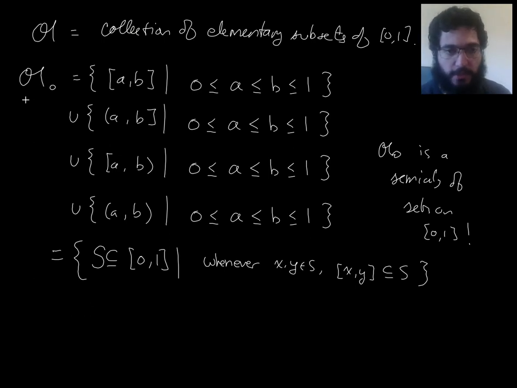So, so much for A naught. What about A, the collection of elementary subsets of the unit interval? That's the collection of finite unions of things in A naught. And now, looking back at this, we actually also have good terminology to describe what this is. This is the algebra of sets generated by this semi-algebra of sets.